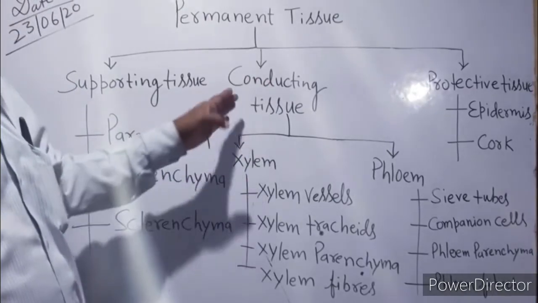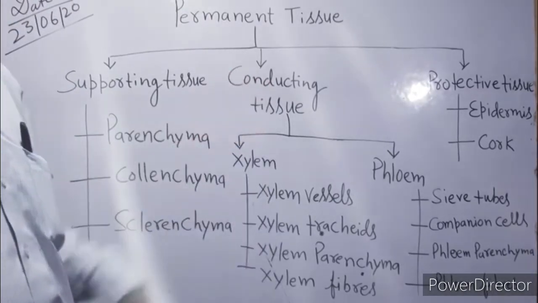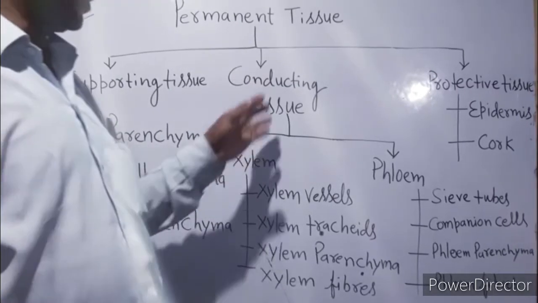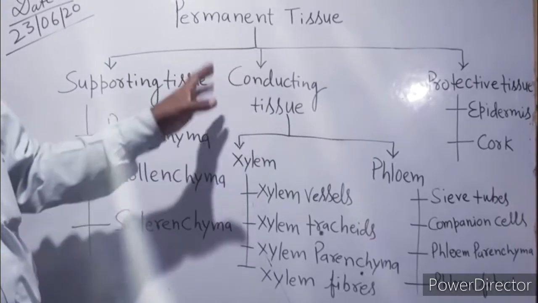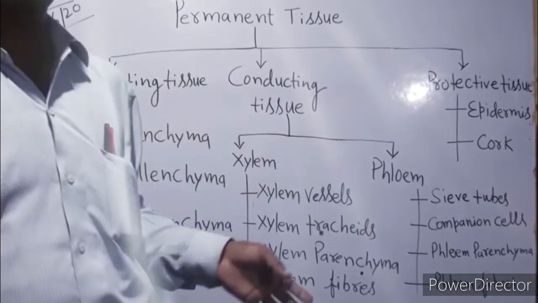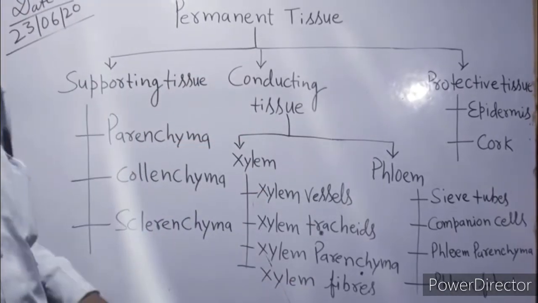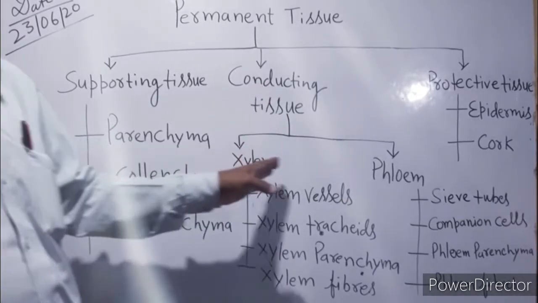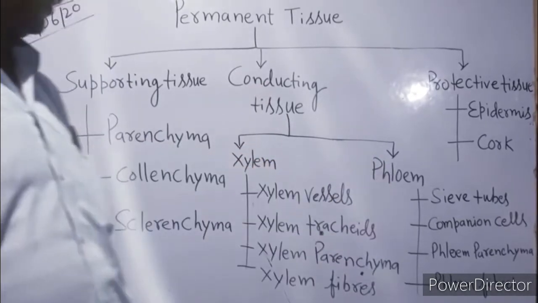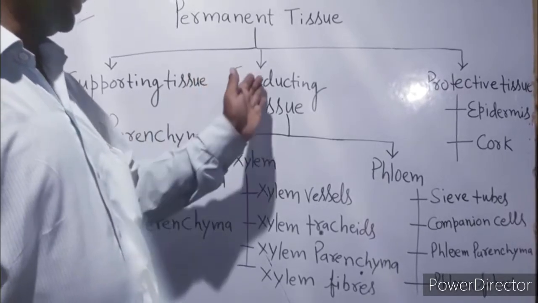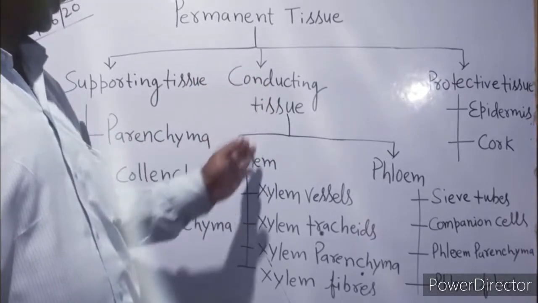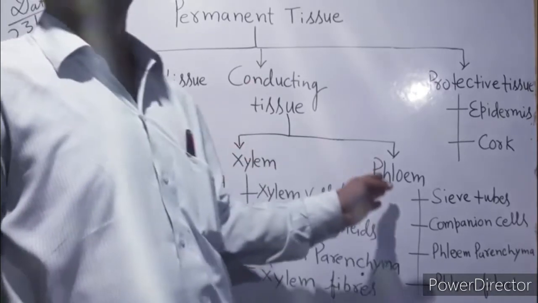Conducting tissue, what do you understand by conducting? The word means conducting. It is just transporting any liquid material through a channel, that is known as conducting, and it is done with the help of xylem and phloem. Or you can say that the tissue which is responsible for any conduction is known as xylem and phloem.